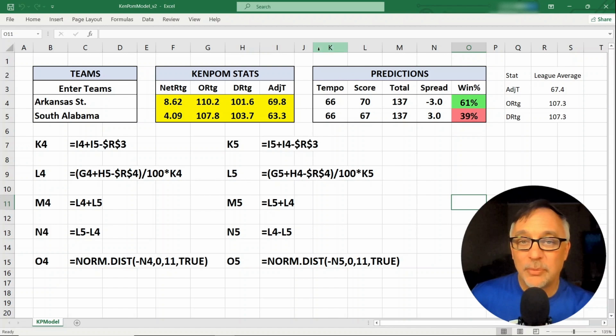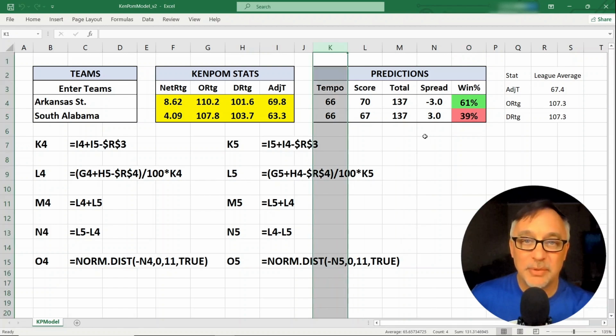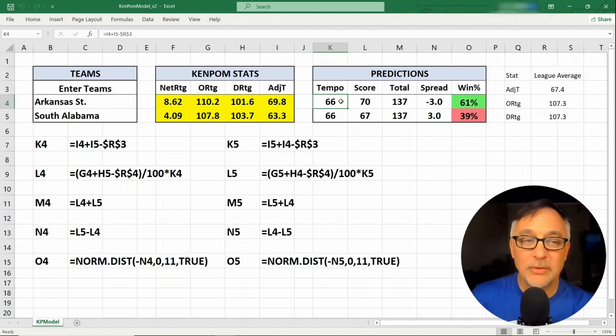Okay, the first prediction is in column K, the tempo. This one matters a whole bunch. And as you saw in my examples, my tempo was not exactly the same on all of them, but it did match on most of them. I got really close. So for the predicted tempo right here in cell K4, I'm listing the cell over here and then the formula right next to it for each of these predictions. The predicted tempo is basically the number of possessions we expect each team to have for this game coming up.